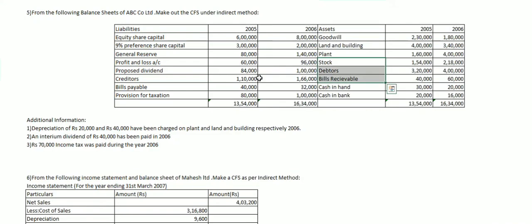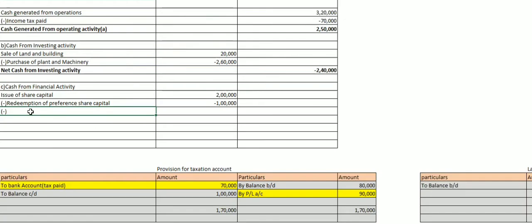If you see proposed dividend, last year's dividend is nothing but last year's proposed dividend, you assume that it is paid this year. So proposed dividend paid, it is not given as an adjustment, but you will consider it, that is how you will consider it. Proposed dividend paid is, last year it is 84,000, so you will minus 84,000.